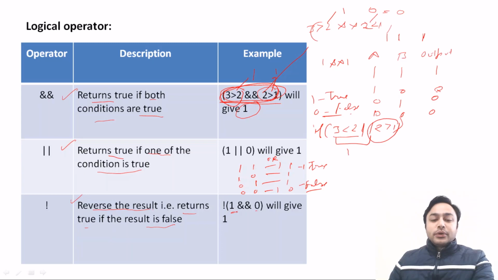When you do AND operation on 1 and 0, that is 1 and 0, the output will be 0. So here the output will be 0, and NOT will make 0 equal to 1. That is, it will return true if the result is false. If result is true, then it will return false. If result is false, then it will return true.